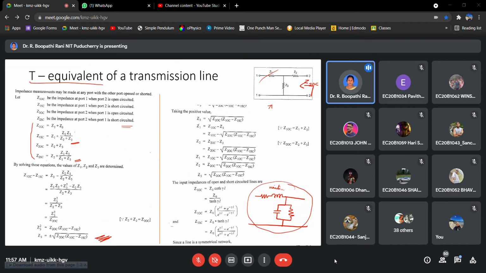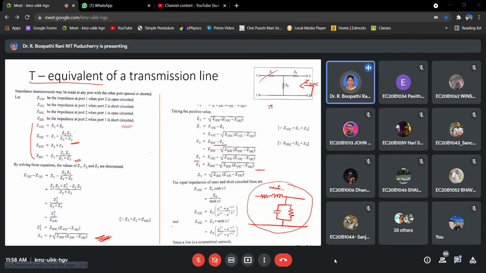Similarly, Z2 can be written as Z2 OC minus Z3. We already found the expression for Z3, so we can substitute. And in the same way, we write the expression for Z1 also. Then Z2. So now we got Z1, Z2, Z3 in terms of either open circuited or short circuited impedances, both the combinations. Only in terms of open and short circuited impedances.